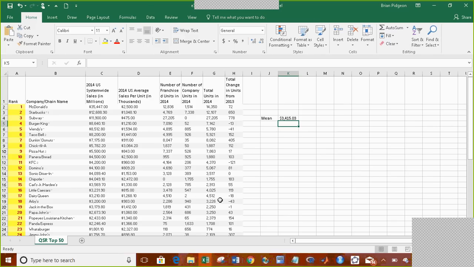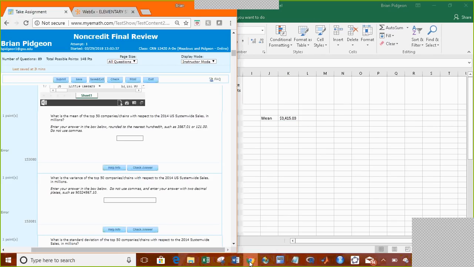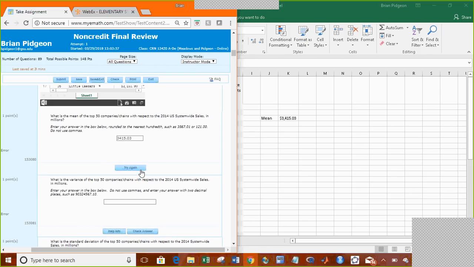So we want this rounded to 2 decimal places, maybe? Nearest 100, yep, so 3415.03. Notice that I'm not putting in the dollar sign. If you put the dollar sign in, it will mark it as incorrect.